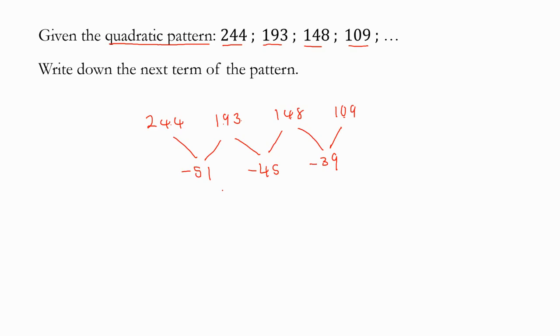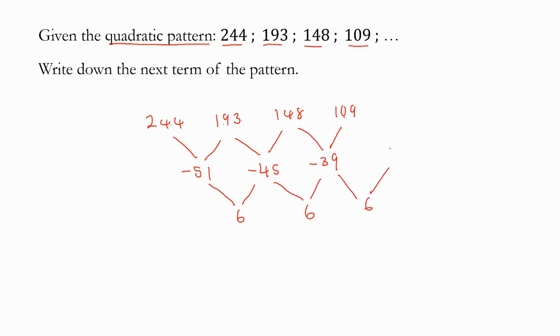And then the second difference is negative 45 minus negative 51, which is like negative 45 plus 51, which is what? 6. Negative 39 minus negative 45, which is like negative 39 plus 45, is 6. We know that the second difference is constant, so it means even this difference here is going to be 6.